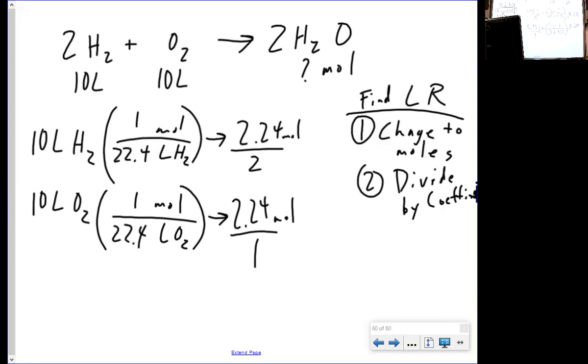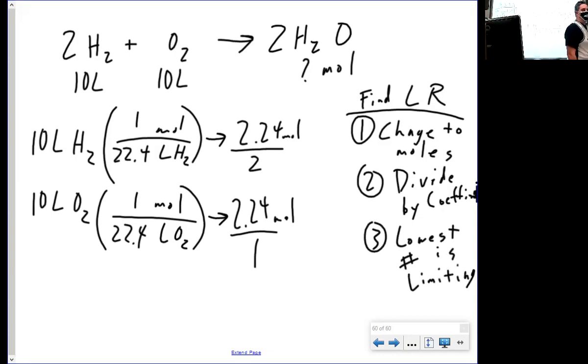Because the third step, your lowest number is limited. Now, why would I say I don't have to do this math? Which is going to be lower? Something divided by 2 or something divided by 1? Divided by 2. So which one's limiting? Hydrogen or oxygen? Hydrogen is going to be limited.